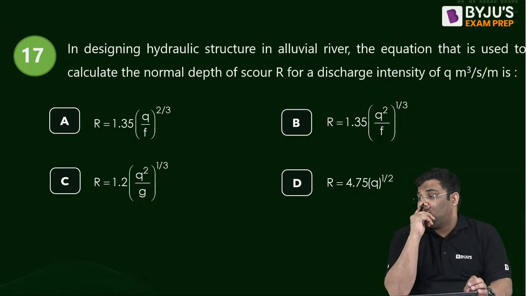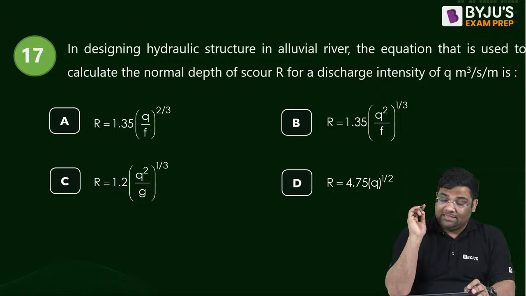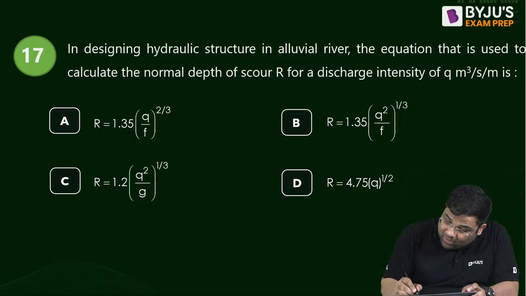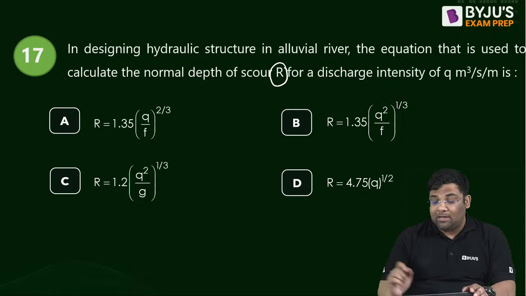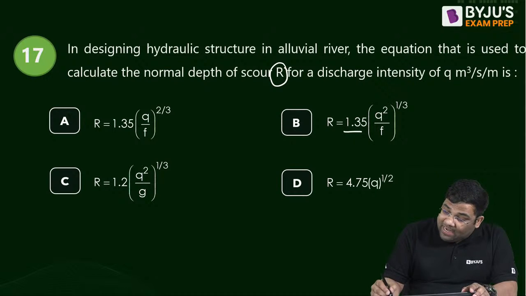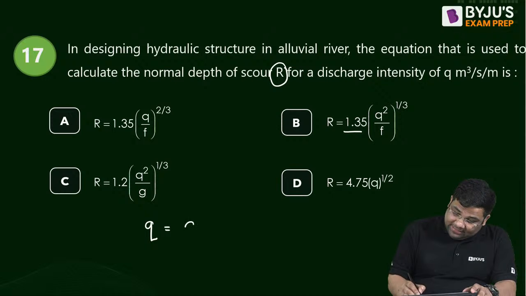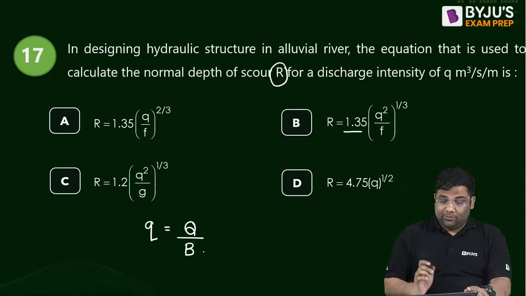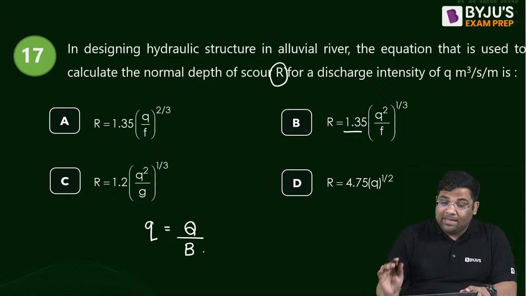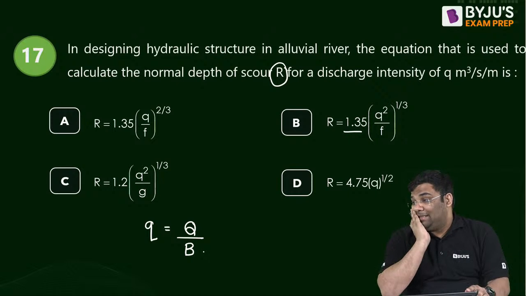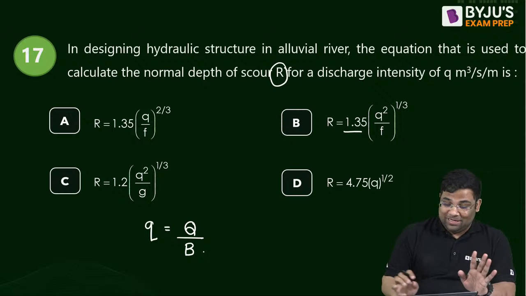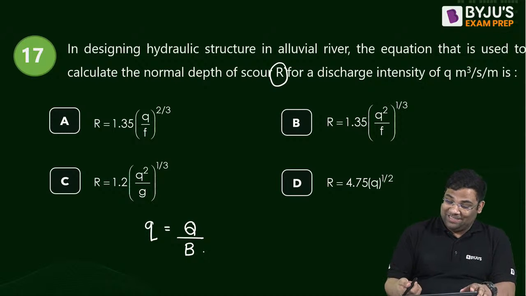Very good, Santu. Very good, Afrit. What's the right answer to this? The normal depth of scour, that is R. What is the formula? Direct formula, so remember 1.35 (Q square by f) to the power 1 by 3. What is Q? Q is the discharge intensity or discharge per unit width. They will confuse you with options.